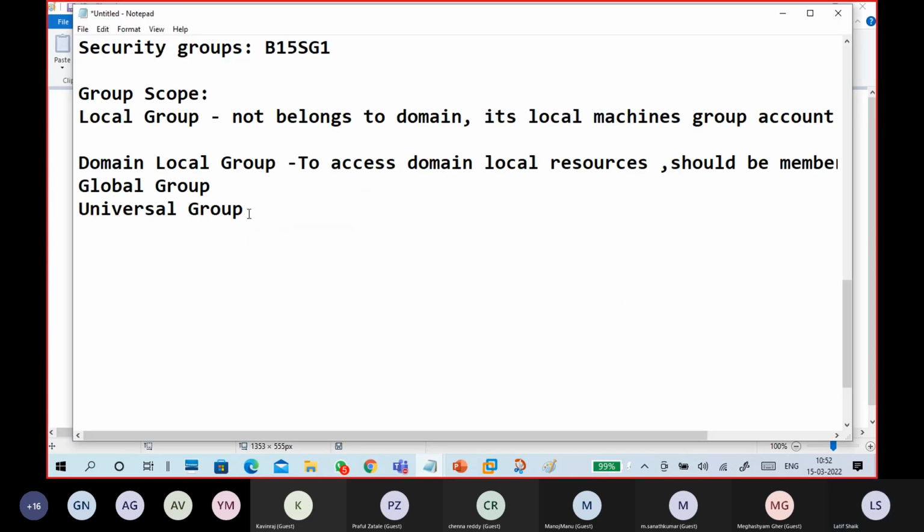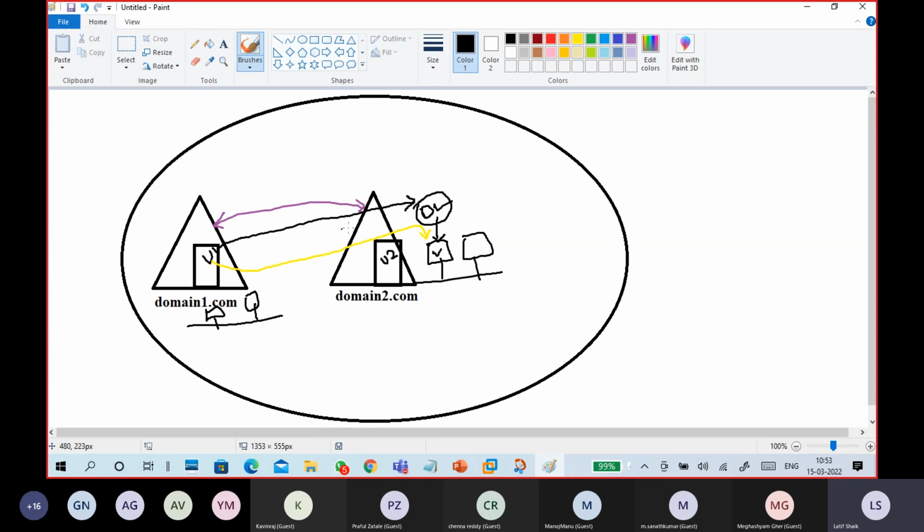Next one is the global group. Global group users, it means you belong to a domain and you want to access other domains. You want to go outside of your domain, then you must be a member of a global group. So user 1 belongs to domain 1, is a member of a global group, and the global group is a member of the domain local group in domain 2. Then user 1 can go outside of my domain and access domain 2 local resources.